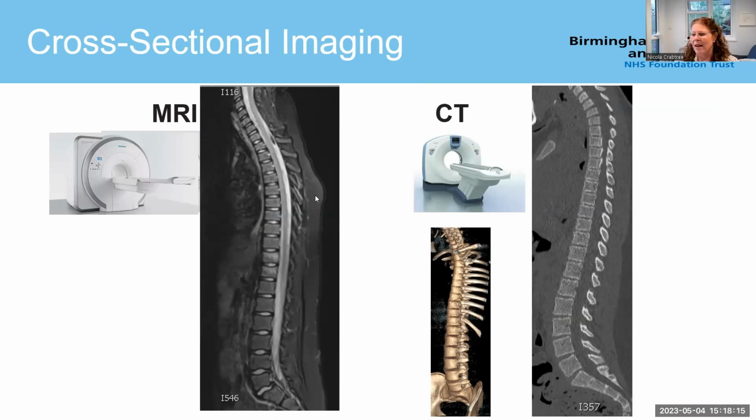MRI being the ionizing radiation-free technique, so obviously more desirable for children, but certainly in the UK, quite hard to get in non-emergent situations. And then you've got the CT scan, which is marvelous for looking at skeletal deformities, but sadly does offer the child a significant radiation dose. So it's not something that we would routinely do, and certainly not for screening for vertebral fractures.